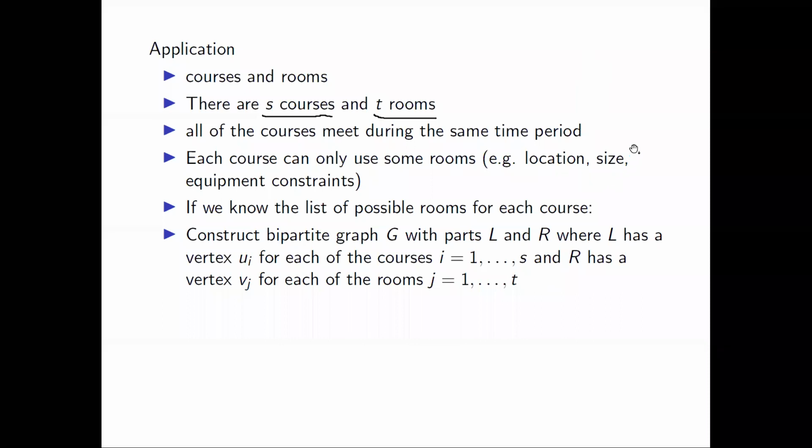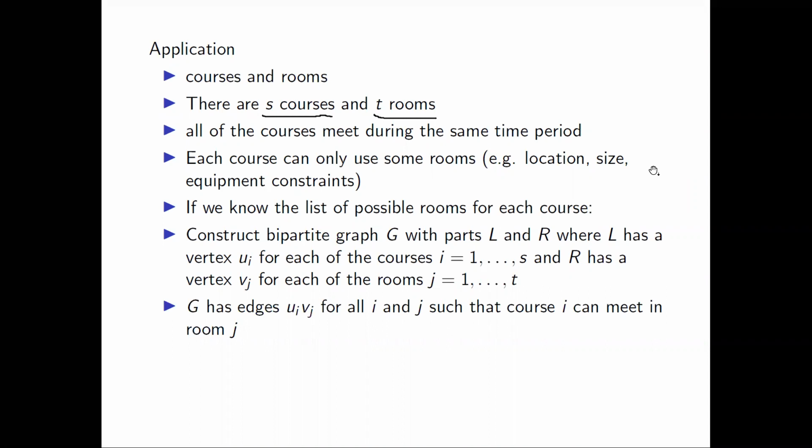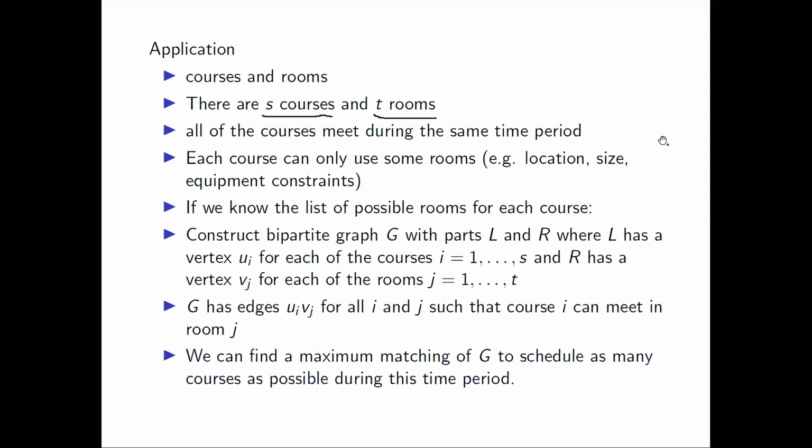And how do these vertices represent the courses in the rooms? More specifically, we put an edge in our graph U_i V_j if the course i can meet in the room j. And if we want to schedule as many courses as possible during this time period, then we can find a maximum matching in this graph.